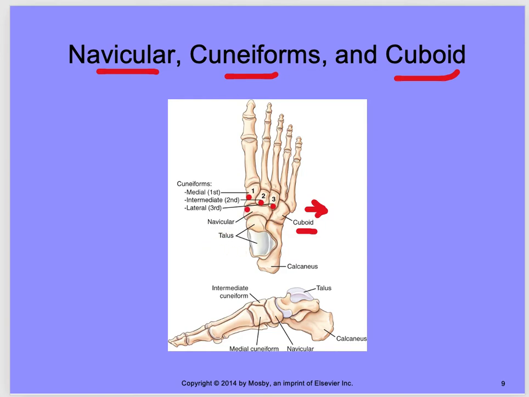Your navicular runs the entire length of your cuneiforms, borders next to your cuboid, also takes in your talus. Your talus sits on top of your calcaneus. So you've got your talus and then your calcaneus underneath. So this joint surface here is for your tibia and fibula, okay?